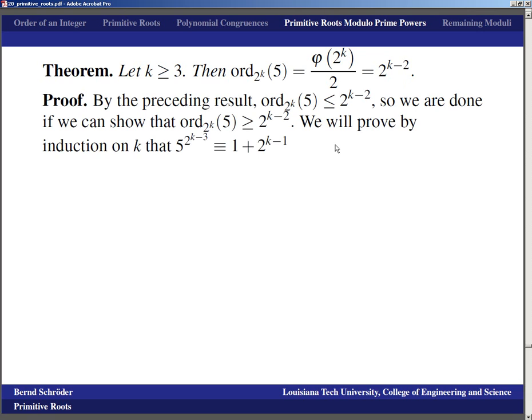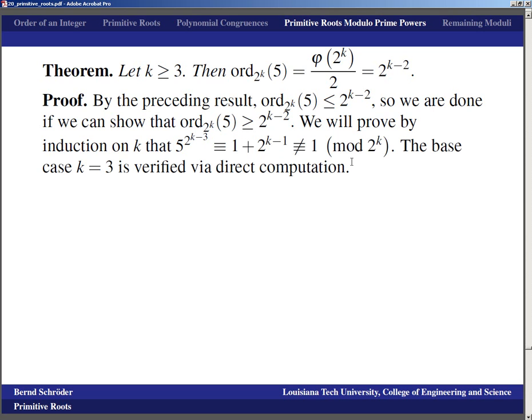Sorry, I said 1 here. And we'll prove by induction on k that 5 to the 2 to the k minus 3 is equivalent to 1 plus 2 to the k minus 1, which is not 1 modulo 2 to the k. And the base case k equals 3 is again verified via direct computation. That is because for k equals 3 we're going modulo 8 and we're raising 5 to the first. Yeah, and 5 is not equal to 1 modulo 8.